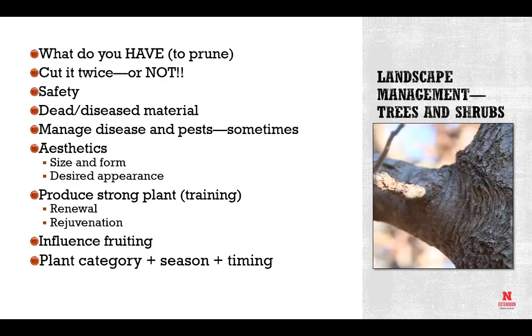Aesthetics is size and form. A really good arborist will pretty much work in the trees, not the shrubs, but will also tell you can turn any tree into any form. Landscape architect and landscape designer would say, pick the form first and then manage for it. You do want to produce strong plants with your pruning. You can influence fruiting by pruning. And again, this is one of those, what category are you in? What season are you in? What is the timing of making those pruning cuts?